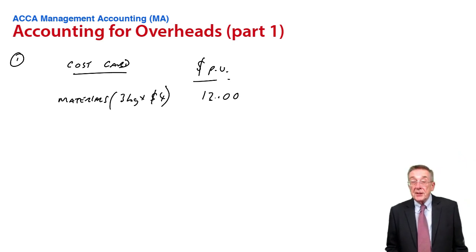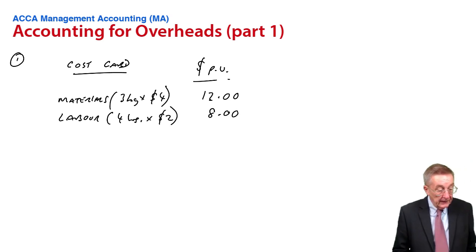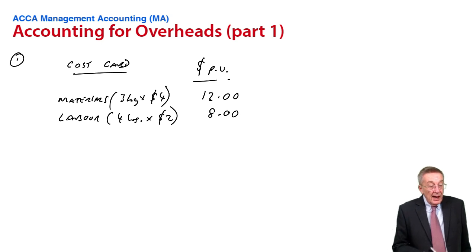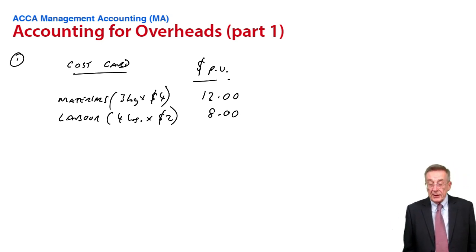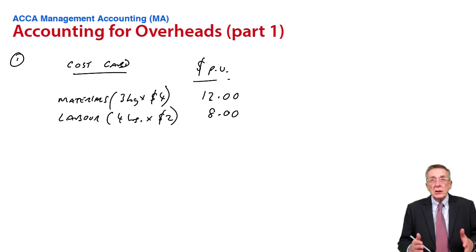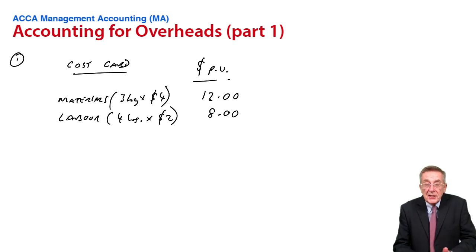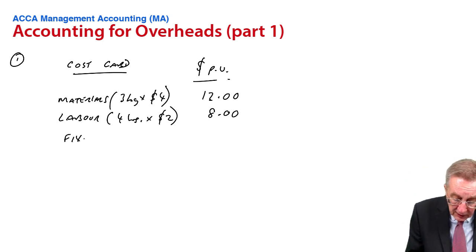It takes 4 hours to produce, and labour is paid at the rate of $2 an hour. So labour, each unit takes 4 hours, it's $2 per hour, there's another $8. We've got fixed costs of production at $700,000. Now on the cost card we want all costs of production, so fair enough, materials, labour, they were easy, but we've got these fixed costs.